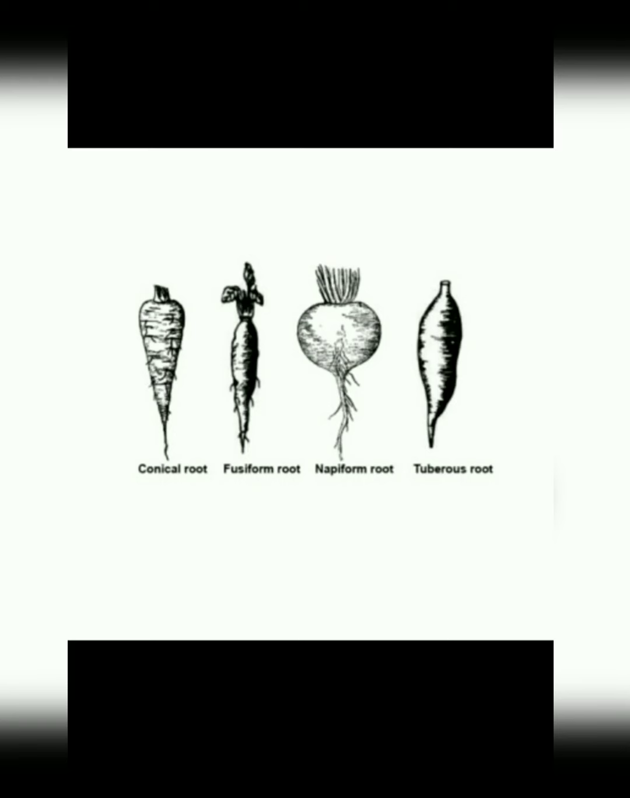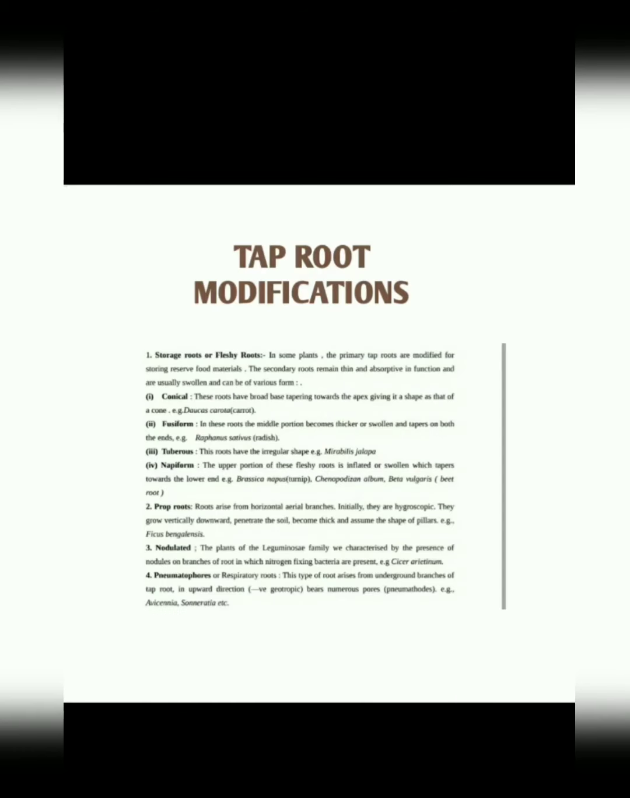It is very broad or thick and flat at the top, and when it is moving downwards towards the soil, at the apex of the root it is suddenly becoming tapered: napiform root. Then we have tuberous root. Tuberous root actually has no appropriate shape, I can say. Okay, so hope this picture gave you a little clarity on what storage or fleshy roots are. We have conical, fusiform, napiform, tuberous root. So now we are done with the first type, storage roots or fleshy roots.